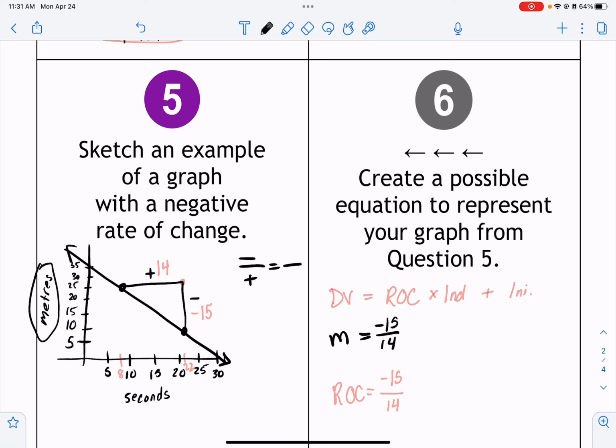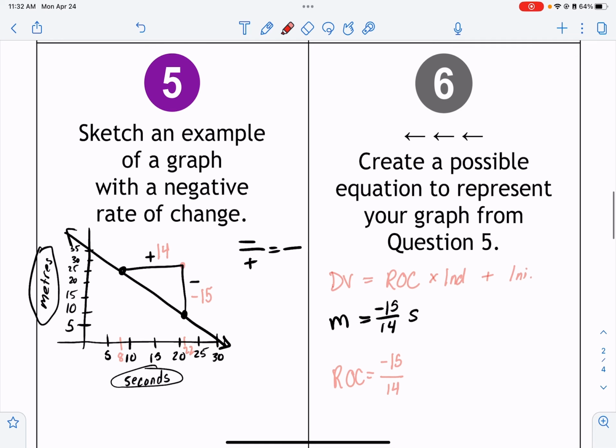Our independent variable is going to be seconds. S is a good letter to use there. And then the initial value is where your relation starts. So after no seconds have passed, where is this person starting? It's starting at 35. And that is your relation there.